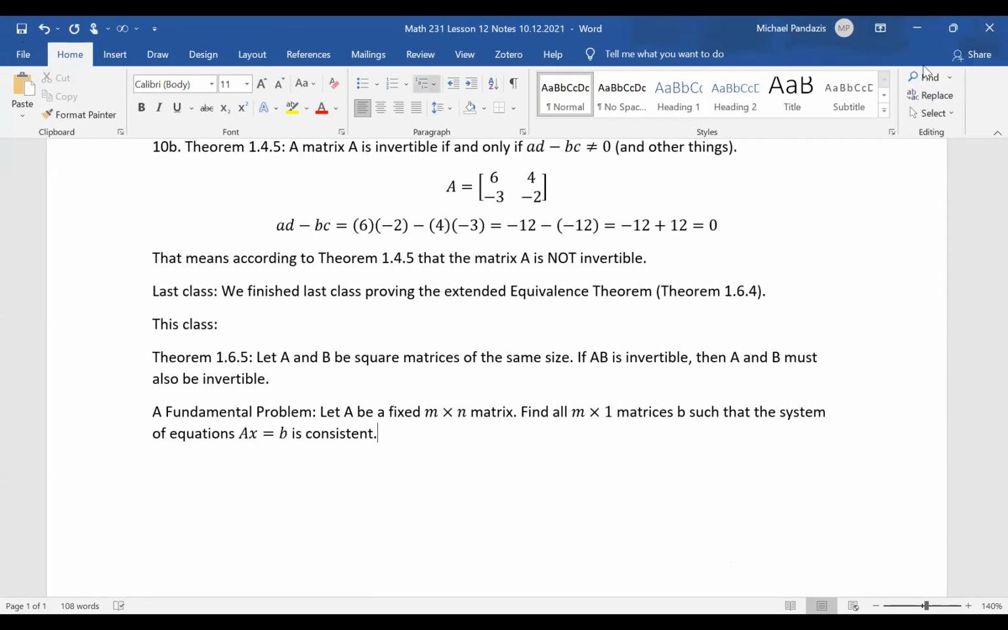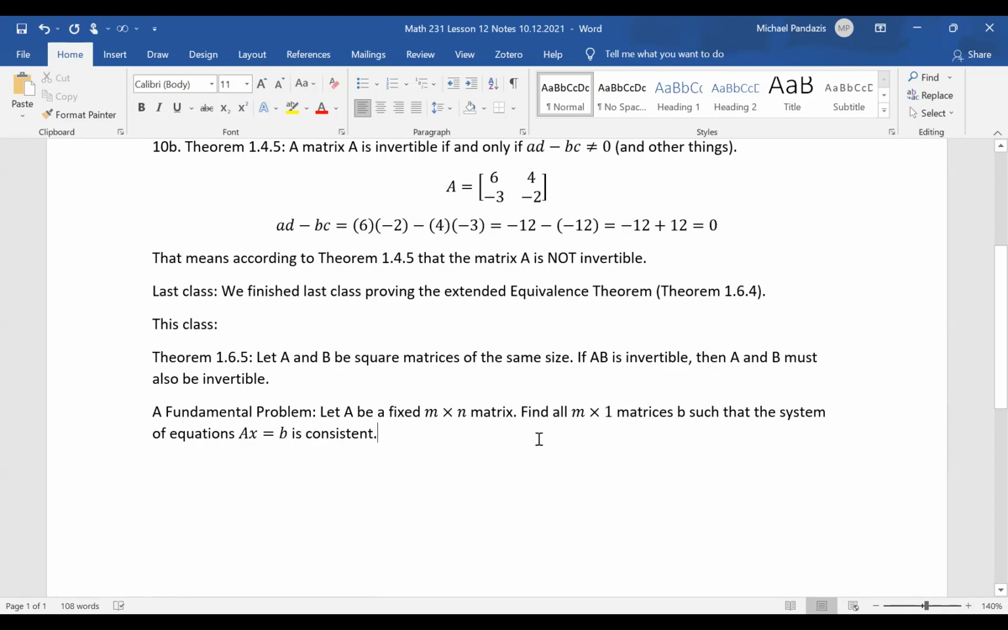Fundamental problem. Let capital A be a fixed m by n matrix. Find all m by 1 matrices, little b, such that the system of equations Ax equals b is consistent. The capital A is called the coefficient matrix, and so Ax equals b is a system of linear equations. The matrix little b is the values on the right side of your system.